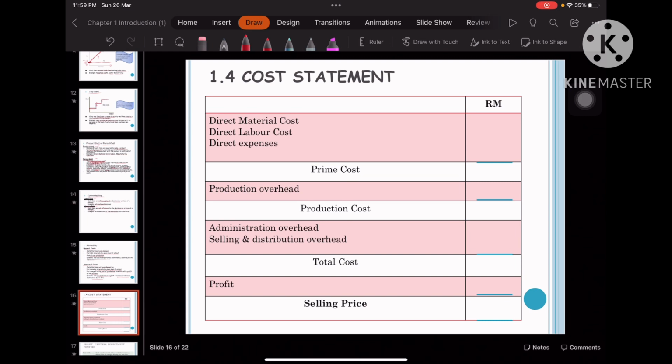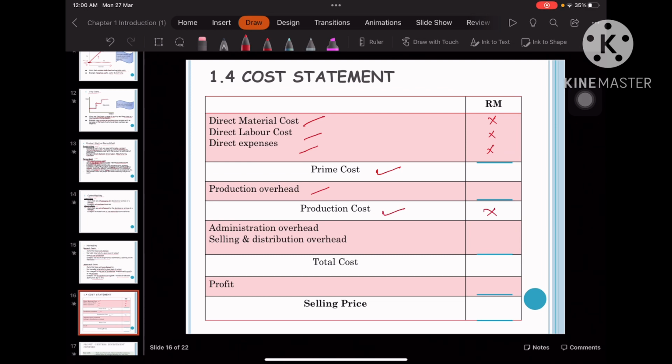Alright, so this is the cost statement. Lastly, after we studied the material, labor, and overhead, we are able to do our cost statement. Our cost statement comes from all the direct material, direct labor, and direct expenses. The component of these three we name the prime cost. And the prime cost, when we add the production overhead, will give us the production cost.